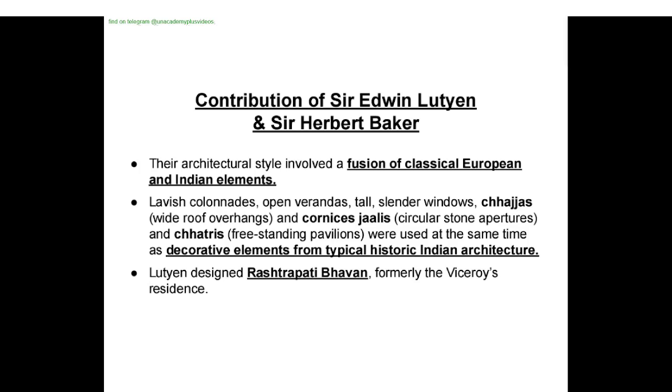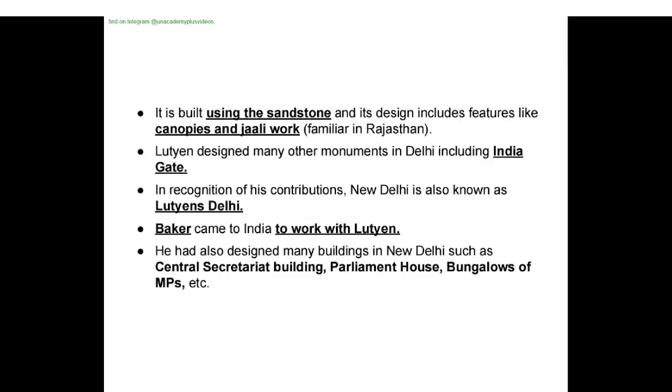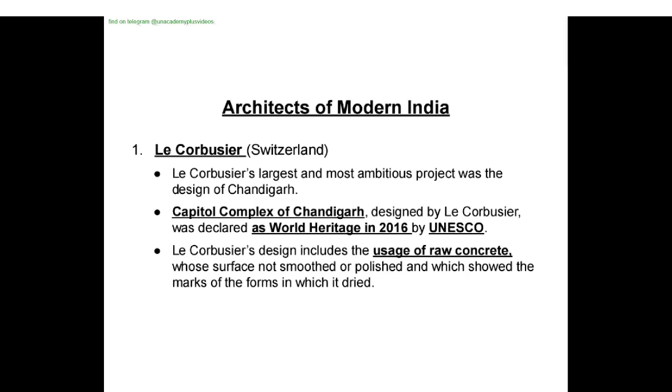Lutyens designed the Rashtrapati Bhavan, formerly the Viceroy's residence. It is built using sandstone and its design includes features like canopies and jali work familiar in Rajasthan. Lutyens designed many other monuments in Delhi, including India Gate. In recognition of his contributions, New Delhi is also known as Lutyens Delhi. Baker came to India to work with Lutyens. He also designed many buildings in New Delhi, such as the Central Secretariat Building, Parliament House, bungalows of MPs, etc.